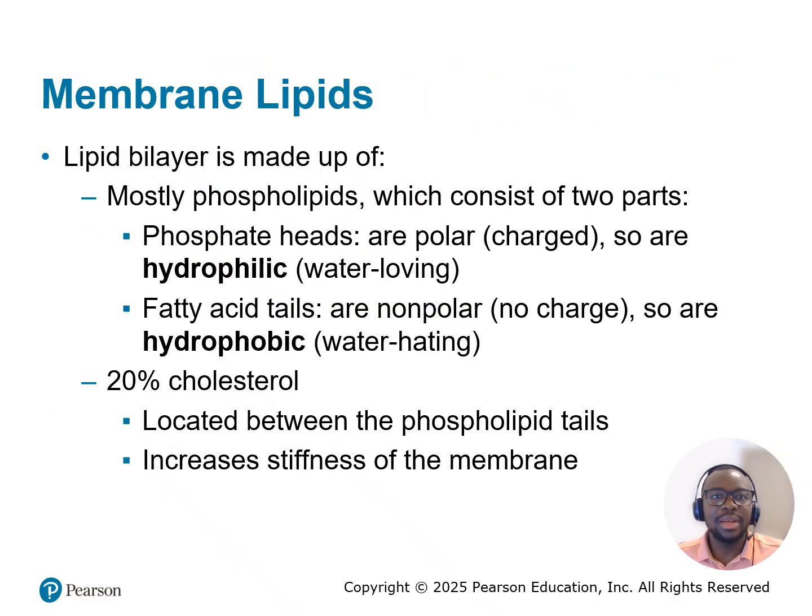Now let's review membrane lipids. Most of the lipids on the plasma membrane are phospholipids, which are composed of two parts: a phosphate head, which is polar and hydrophilic or water-loving, and a fatty acid tail, which is non-polar and hydrophobic or water-hating. Approximately 20% of membrane lipids are cholesterol. Cholesterol is located between phospholipid tails and typically plays a role in membrane fluidity. So an increase in cholesterol on the membrane increases membrane stiffness.